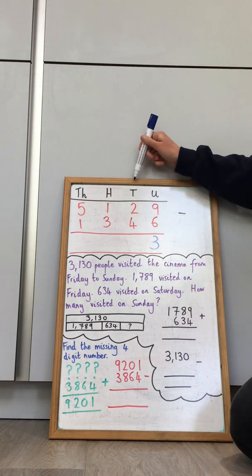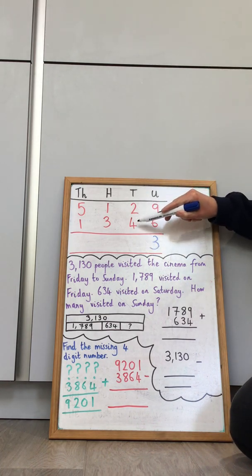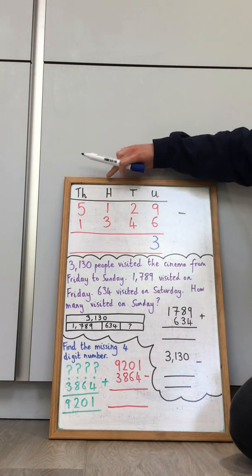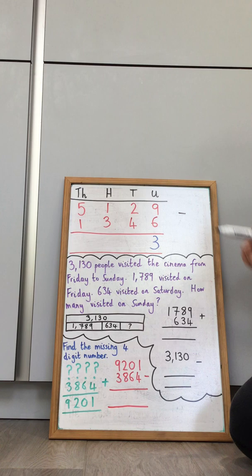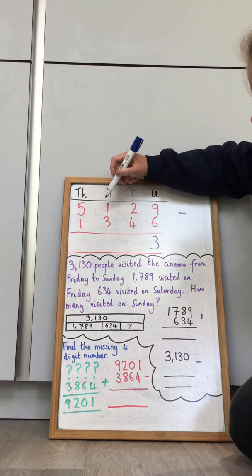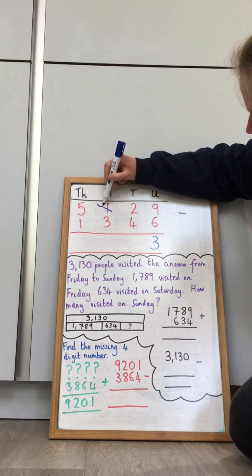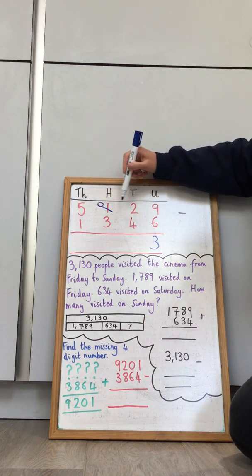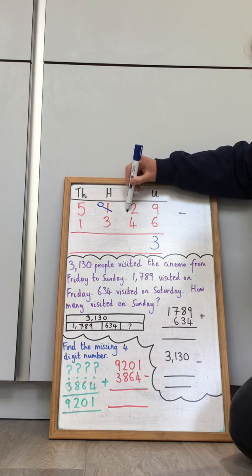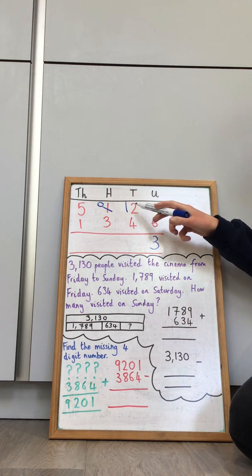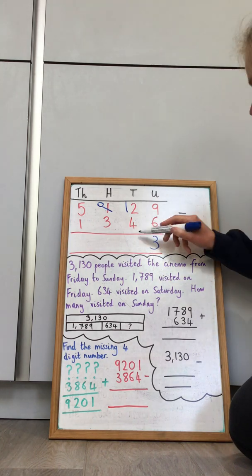Simple. Moving on to my tens. 2 take away 4. Now I can't do 2 take away 4, so this is where I need to do an exchange. I need to borrow from the hundreds column. So I'm going to move into the hundreds column and borrow this 100 here. So that now becomes 0. And I'm going to transfer that 100 over to our tens. So now we've got 12 take away 4, which will give us 8.